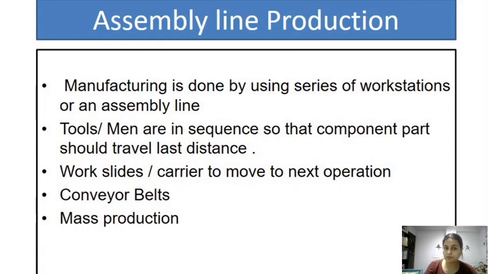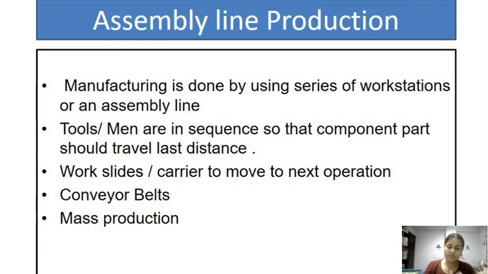The workstations may be tools or men, and they are standing in sequence, and the component parts travel the last distance. They require work slides and carriers to move to the next operation. For this type of production, conveyor belts are required. This is the most traditional type of production, and we can say that all the workstations are in a sequence.